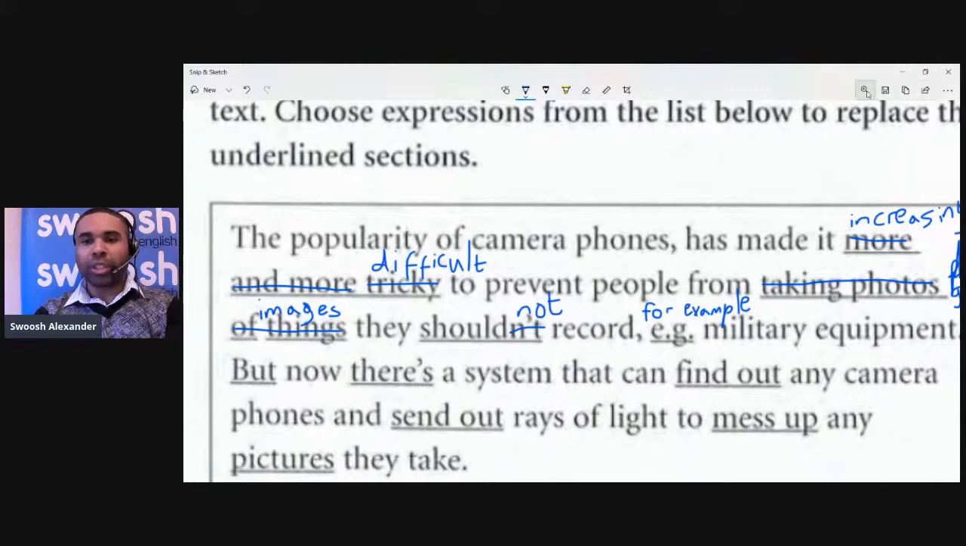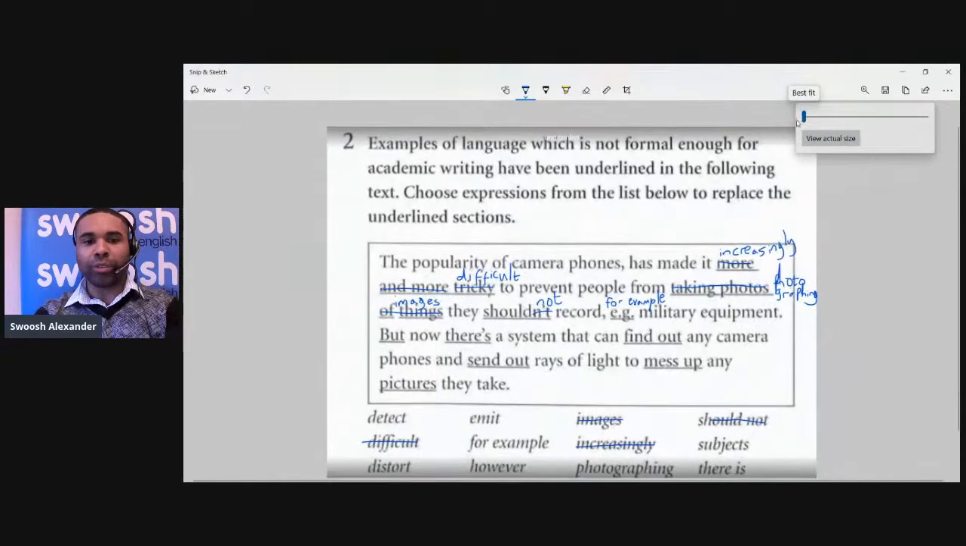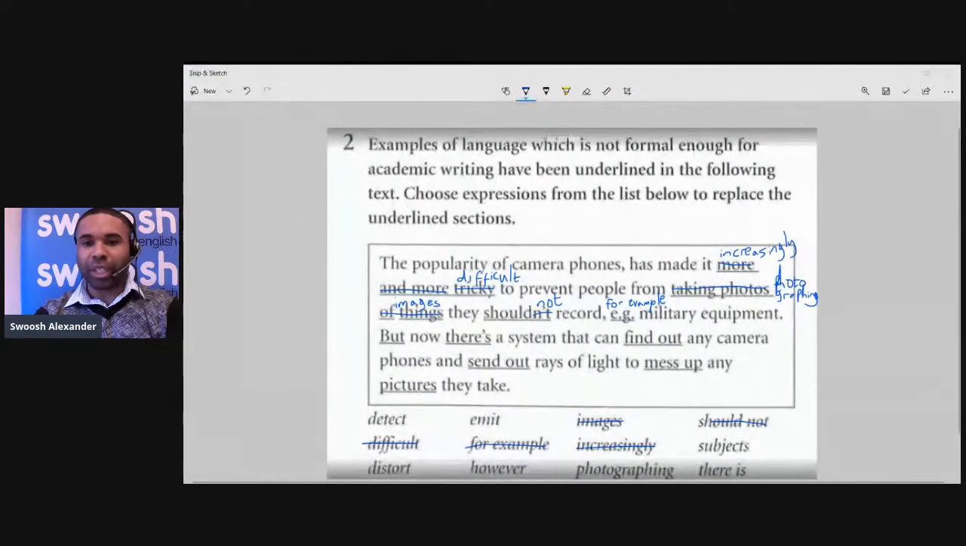Okay, so this is what we've got so far then. These are the options we want to use for the first sentence. Did you get the same options? Did you make any different choices? Let's see.